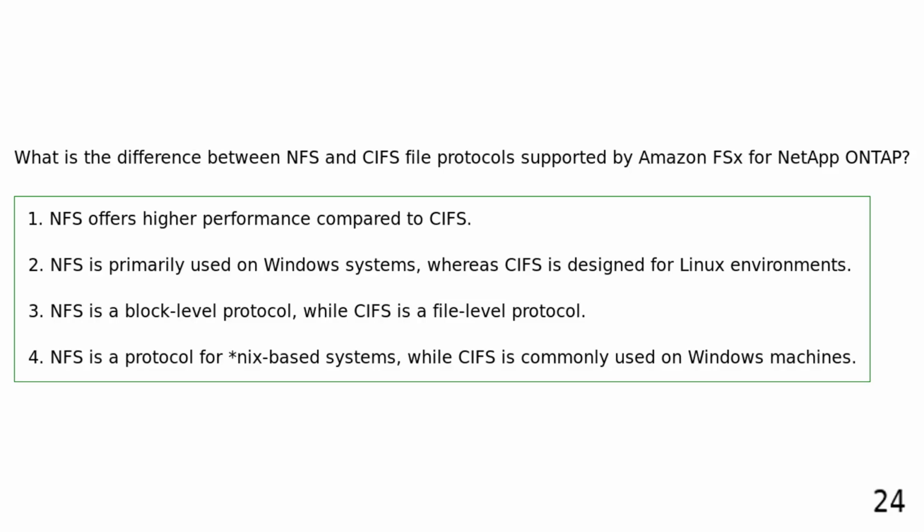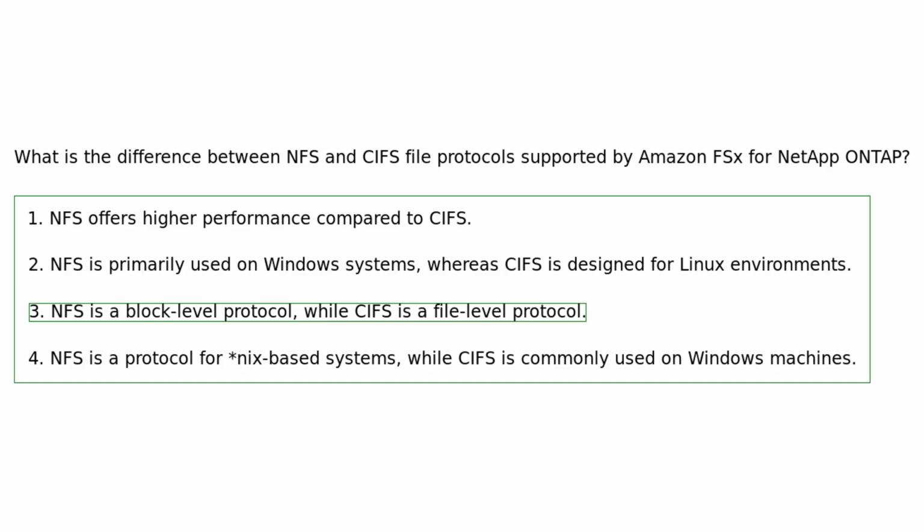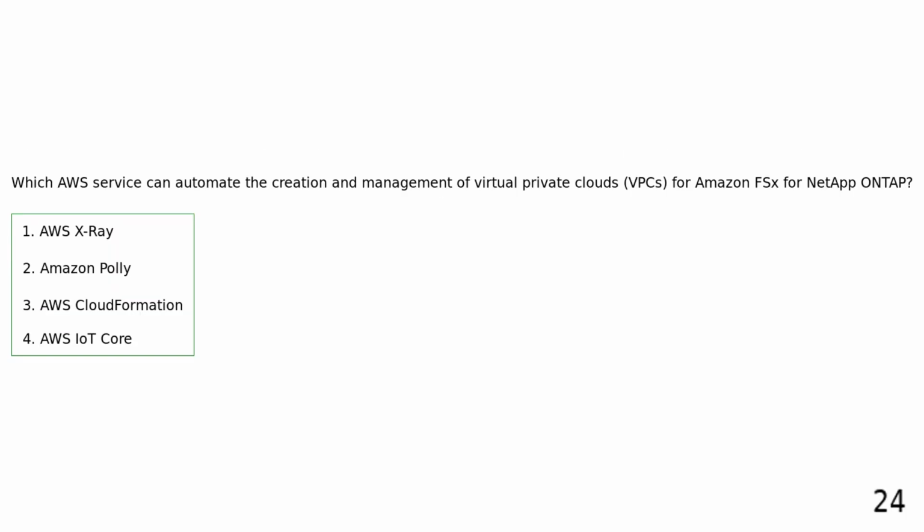What is the difference between NFS and CIFS file protocols supported by Amazon FSx for NetApp ONTAP? NFS offers higher performance compared to CIFS. NFS is primarily used on Windows systems, whereas CIFS is designed for Linux environments. NFS is a block-level protocol, while CIFS is a file-level protocol. NFS is a protocol for *NIX-based systems, while CIFS is commonly used on Windows machines. NFS is a protocol for *NIX-based operating systems like Linux and Mac OS, while CIFS is the Windows counterpart used for file sharing.